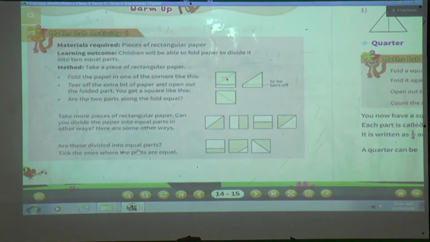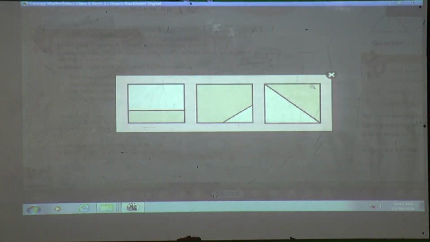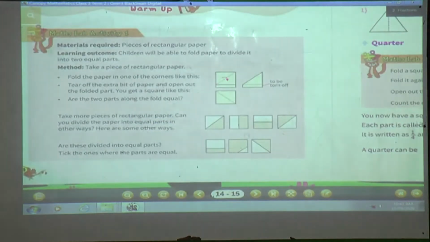Now see here, one question they have given us: are these divided into equal parts? Now see here, you can see three figures. Look at all three figures carefully. All are equal. Here they have asked: are these divided into equal parts?